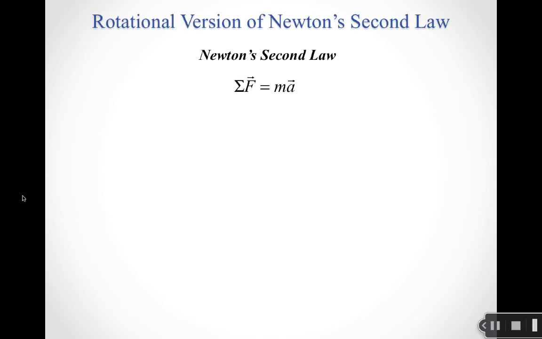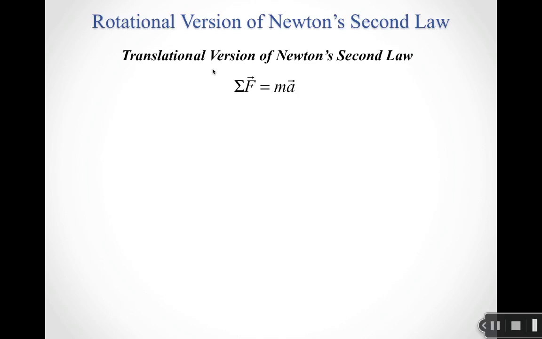So the next layer that we're going to add is talking about the rotational version of Newton's second law. Newton's second law up till now, as we've discussed it, basically says that the net force acting on an object is equal to mass times the acceleration. So this is a vector summation over here, and then that sum is going to be equal to mass times the acceleration vector. But really we want to think about this as the translational version of Newton's second law.